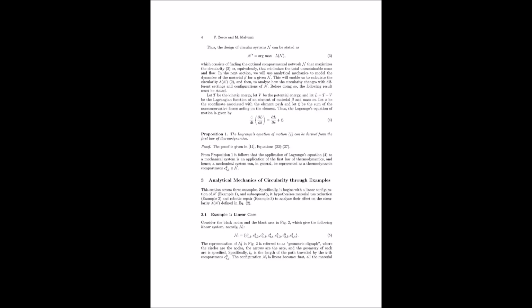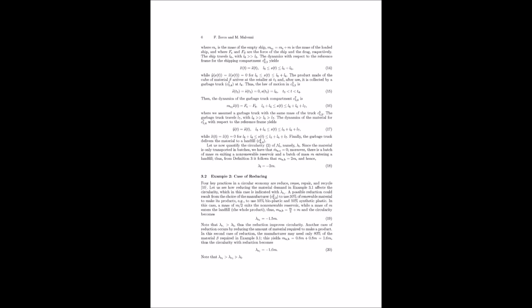So let's go back to those scenarios. The first one was using 50% renewable materials, and the second was reducing material use by 20%. And we saw that those changes led to a lower unsustainable mass and a higher lambda, meaning a more circular system. But how do those changes actually affect the Lagrange's equations? That's where it gets really interesting. Let's look at the scenario with the 50% renewable materials.